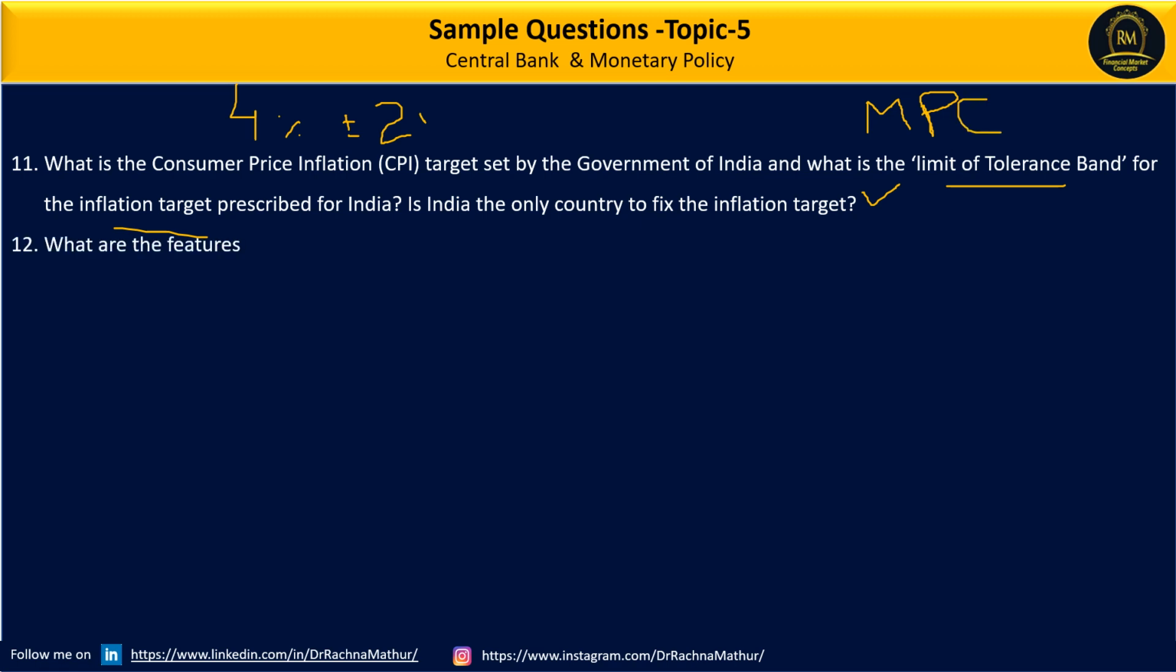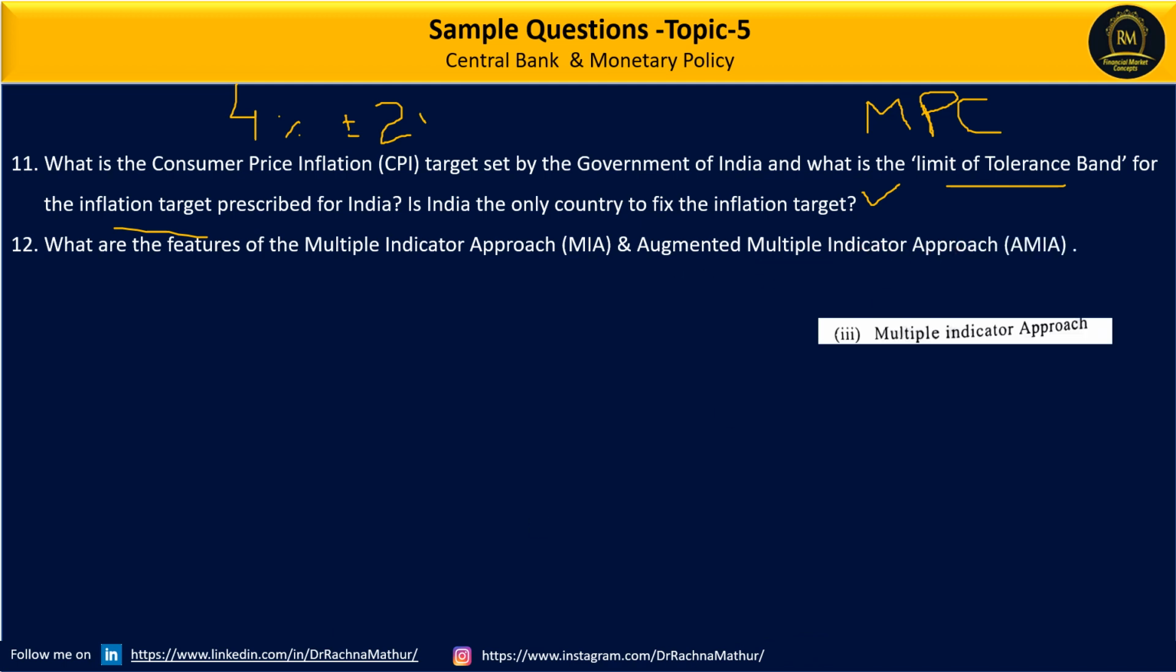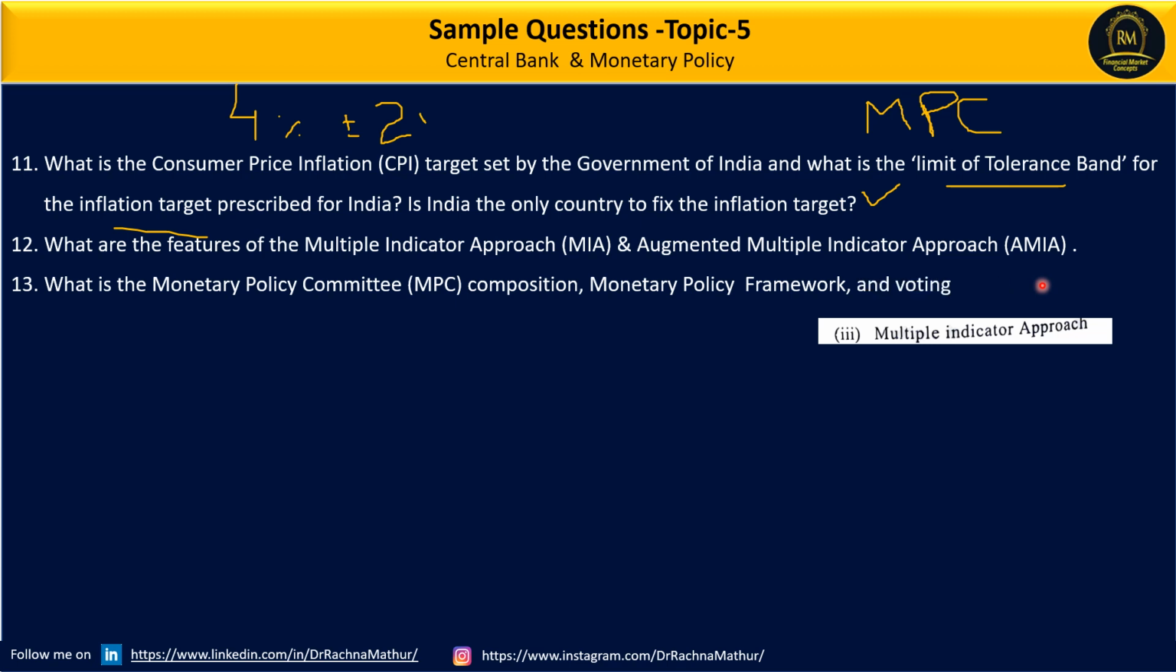Next is: what are the features of the multiple indicator approach and augmented multiple indicator approach? There was a question on the multiple indicator approach in the exam also. Next question is: what is the Monetary Policy Committee composition, monetary policy framework and voting power? So till date, there are two Monetary Policy Committees, MPC 1 and MPC 2. So learn their compositions.